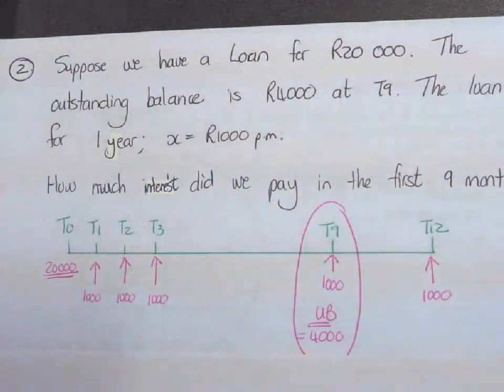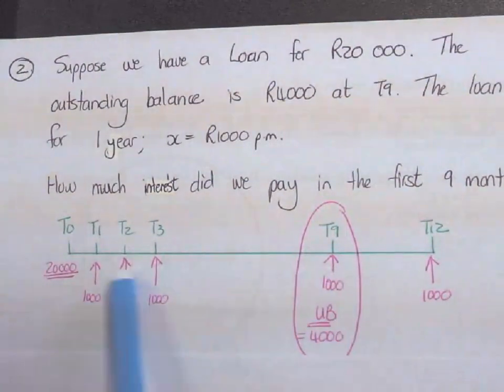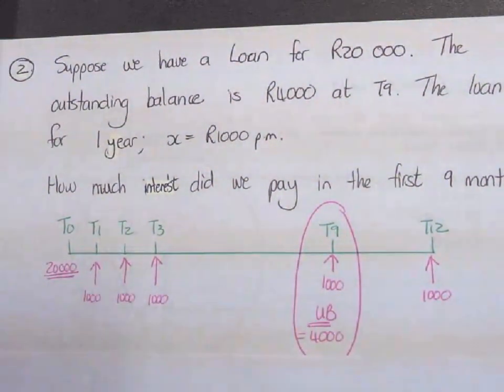Now the question reads, not what is the outstanding balance, not what is my monthly payment for the rest of the period. The question reads, how much interest did I pay in the first 9 months? Who wants to try? Hold on.